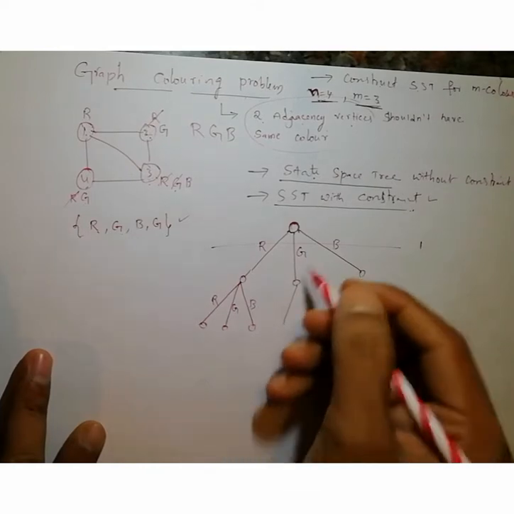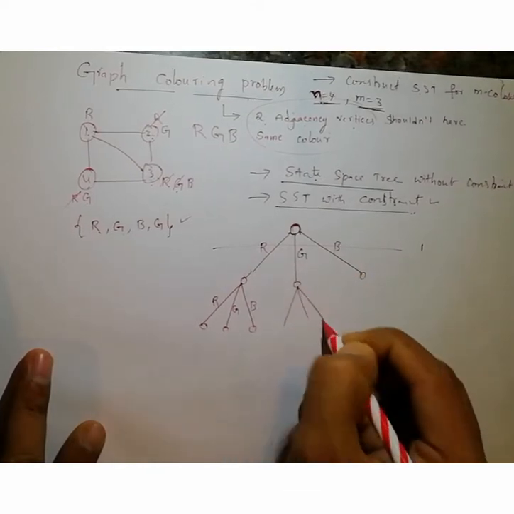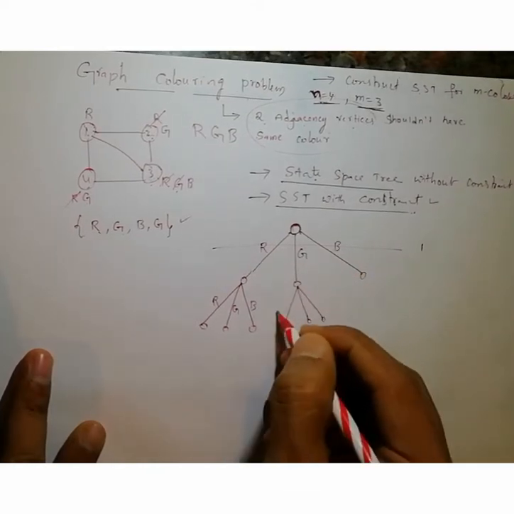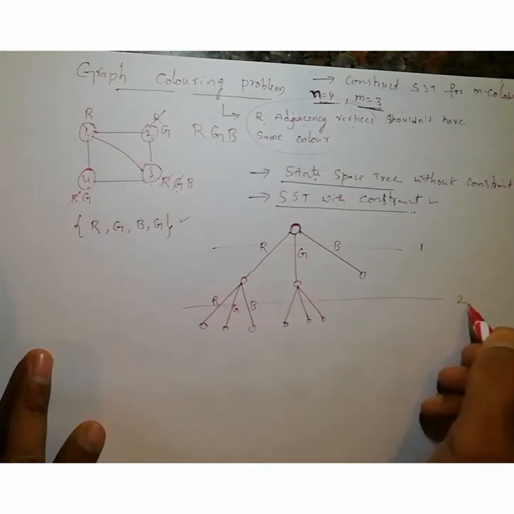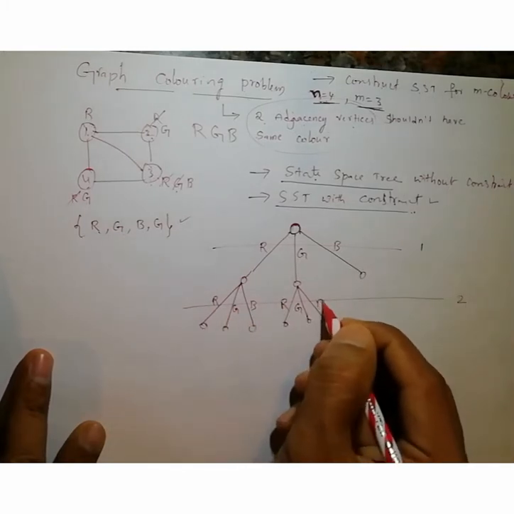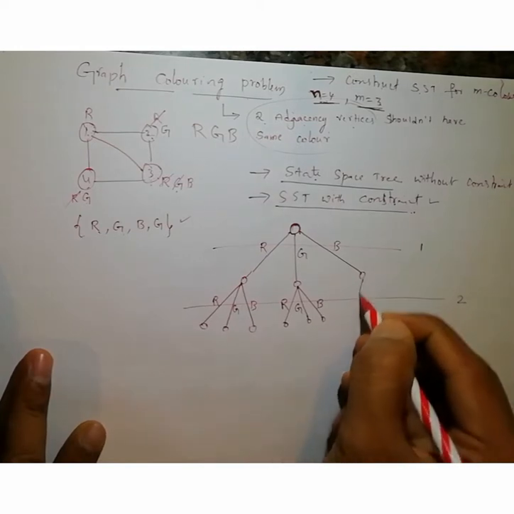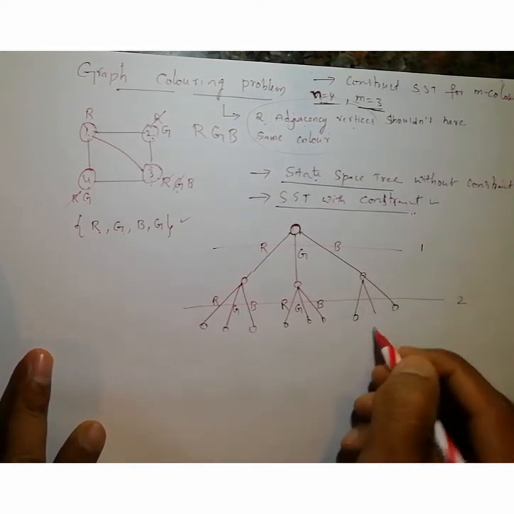Again, for vertex 2, this is level 2. So again red color, green color, blue color. Again I can give here red color, blue color, green color.